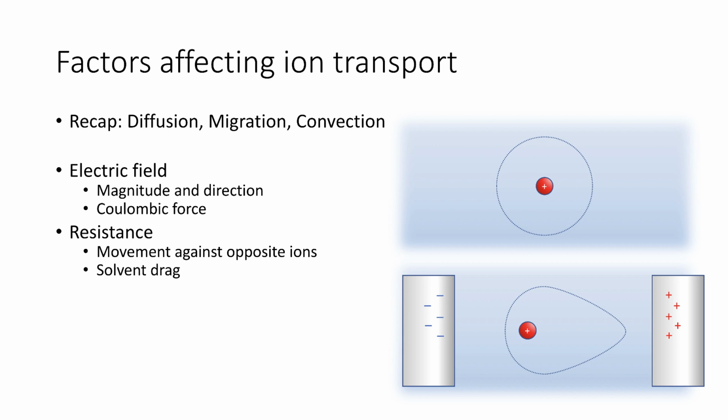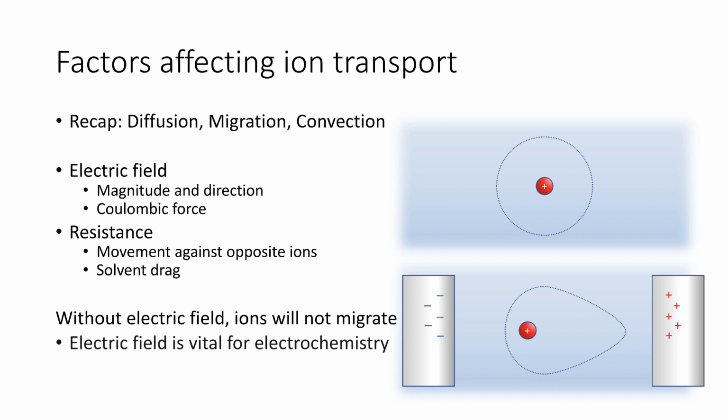Without the electric field, however, ions will not migrate. They won't move through solution. And while it seems like we're stating the obvious, it is important to remember that the electric field is absolutely vital for electrochemistry. So understanding how it works, how it behaves, is a necessary component of our study. The electric field itself is measured in volts per meter, so a potential difference over a distance.